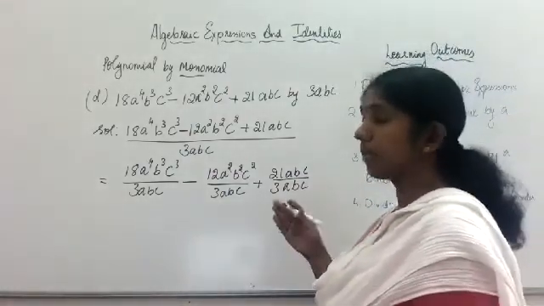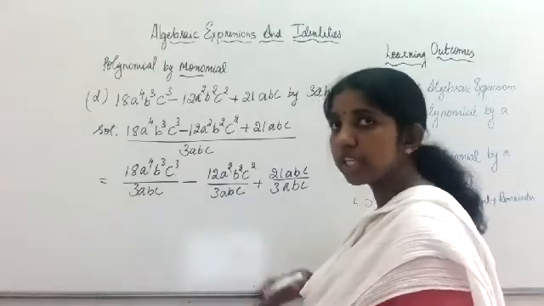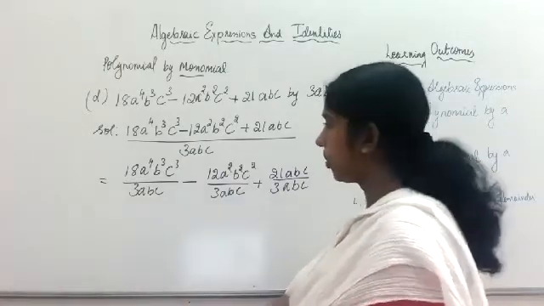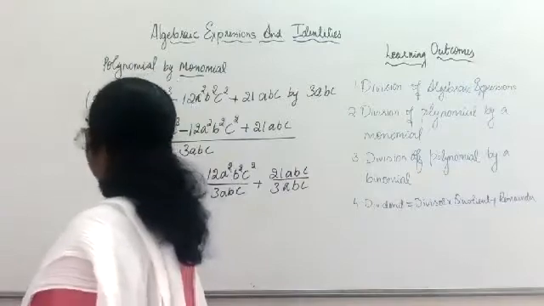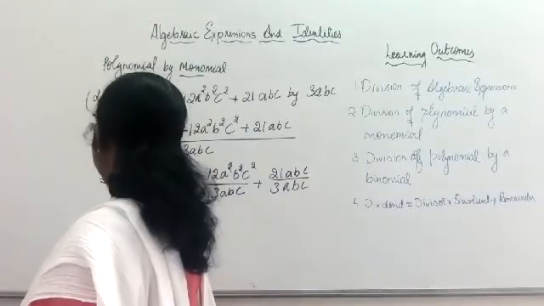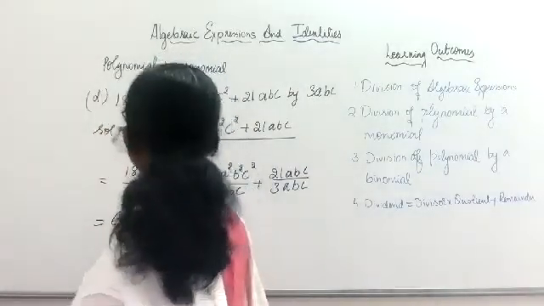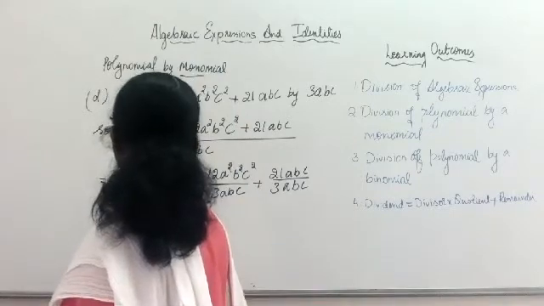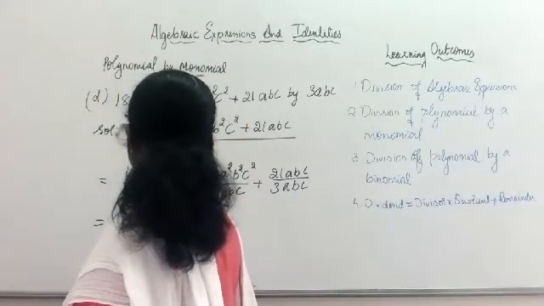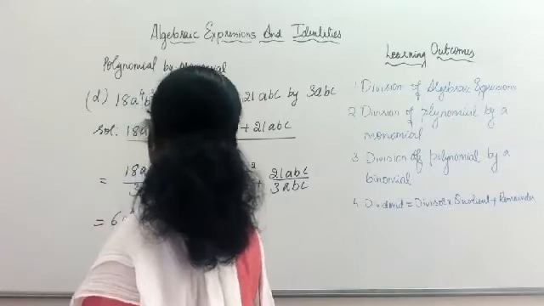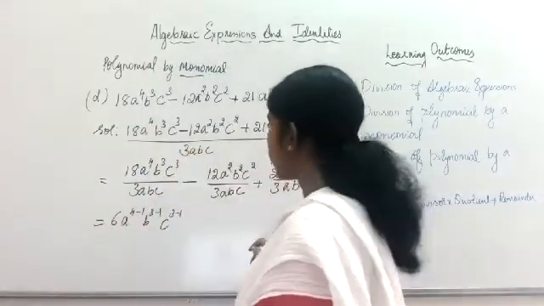Now you have monomial by monomial division. Each term is monomial by monomial. So we can do it. 3 ones are 3, 3 sixes are 18. So I'll write it directly. 6a to the power 4 minus 1, b to the power 3 minus 1, c to the power 3 minus 1, because the denominator's powers are 1.